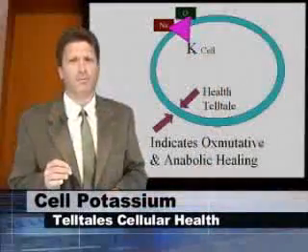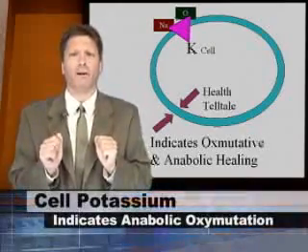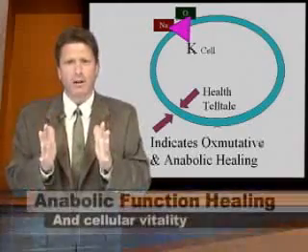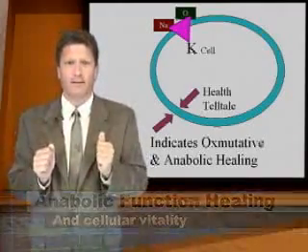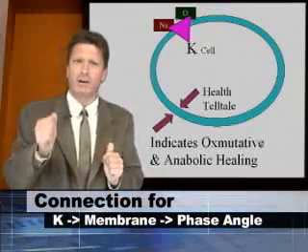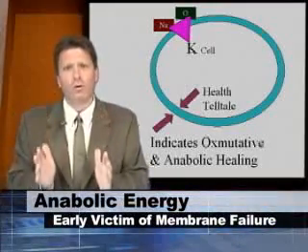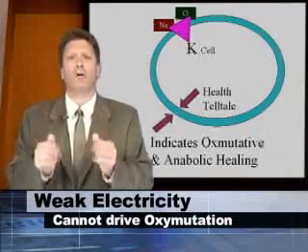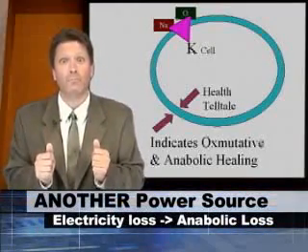Cellular health is often measured by adequate cellular potassium levels because cellular potassium levels telltale anabolic energy production, or oxymutation. Anabolic function, in turn, reflects healing capacity and cellular vitality. This finally explains the correlation between health, cell membrane integrity measured by phase angle, and cellular potassium levels. Anabolic energy is an early victim of membrane power loss because weak membrane electricity cannot drive oxymutation, and the cell loses another important power supply.